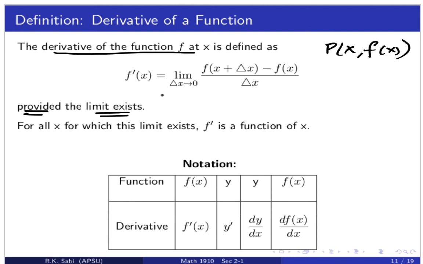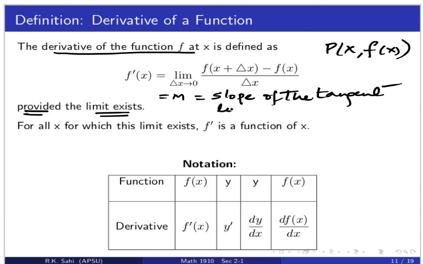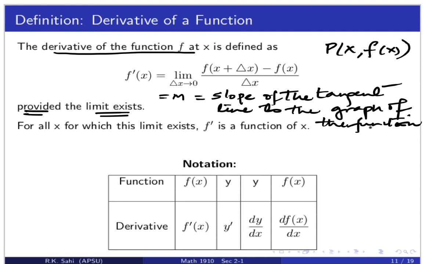Now remember, this is what we were also calling the slope, which is how we started. This was the slope of the tangent line to the graph of the function at a point P. So I'm saying my point P has these coordinates, x and f of x. That's it, nothing else.